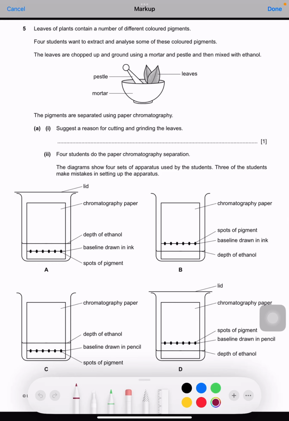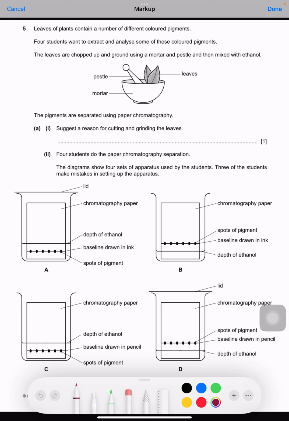Hey guys, so here we are going to start with the topic of paper chromatography. We are now going to solve one of the past paper questions related to paper chromatography. I am going to write down the answers. Before writing the answer, listen to the question very carefully and read it carefully.